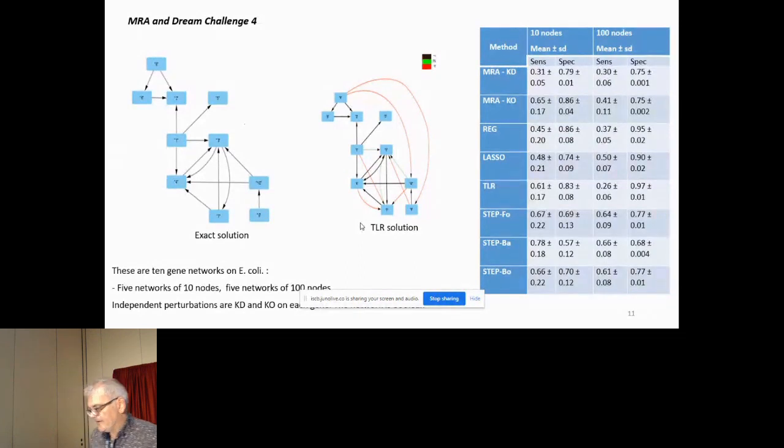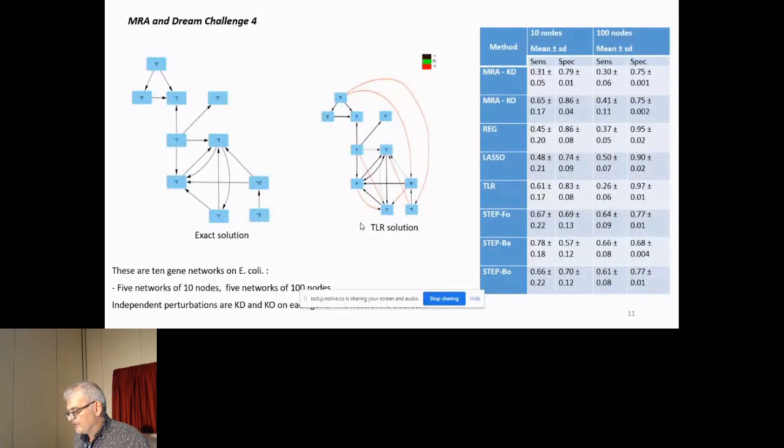On the left side of this slide, an example of a gene network is given, and on the right you can see the network formed by the TLR regression. The number of unknowns is 90 coefficients, and the red arrows indicate false positives and the green ones indicate false negatives. So we find a total of 8 errors. The set of results is summarized in the right table. The performance is quite similar for the small networks, and we can see that MRA performance is sensitive to the choice of perturbation.